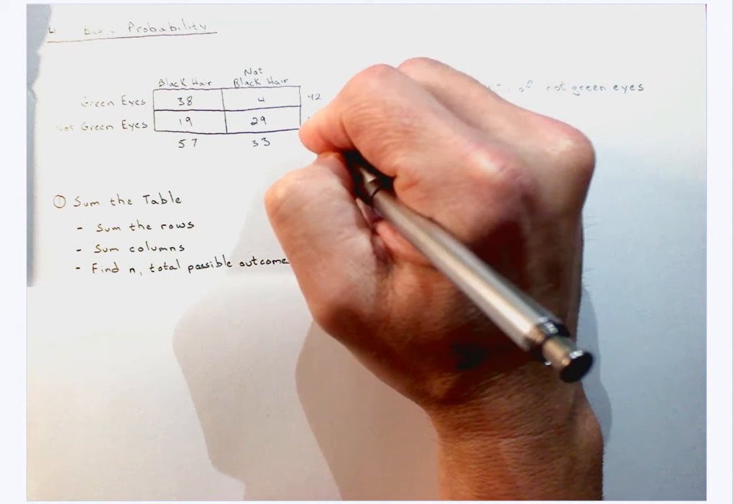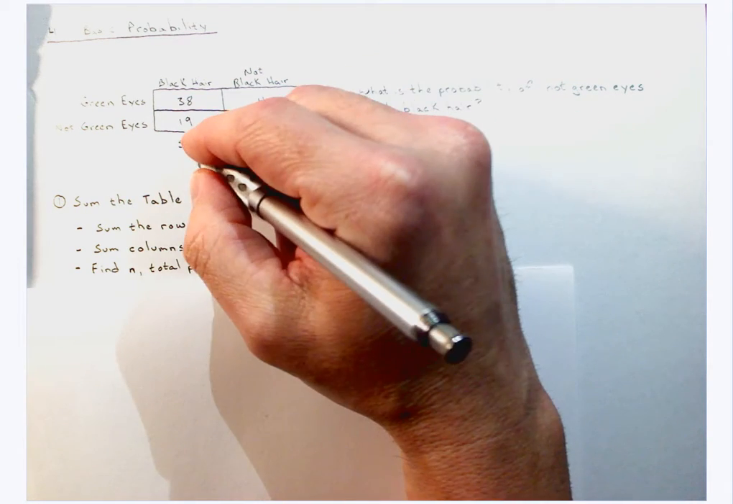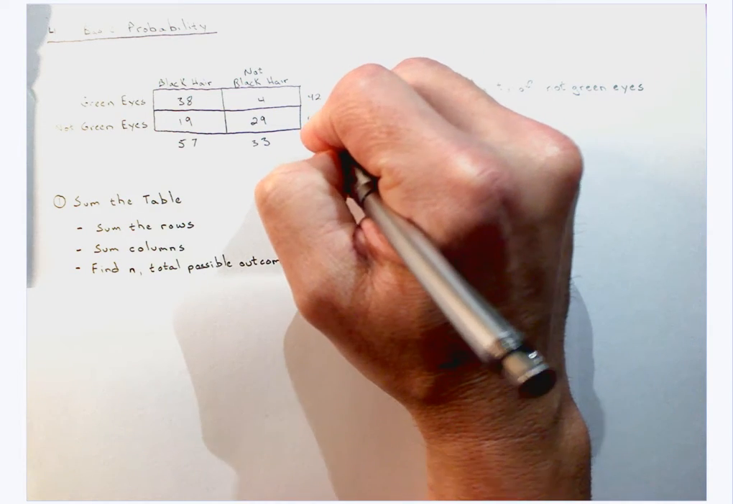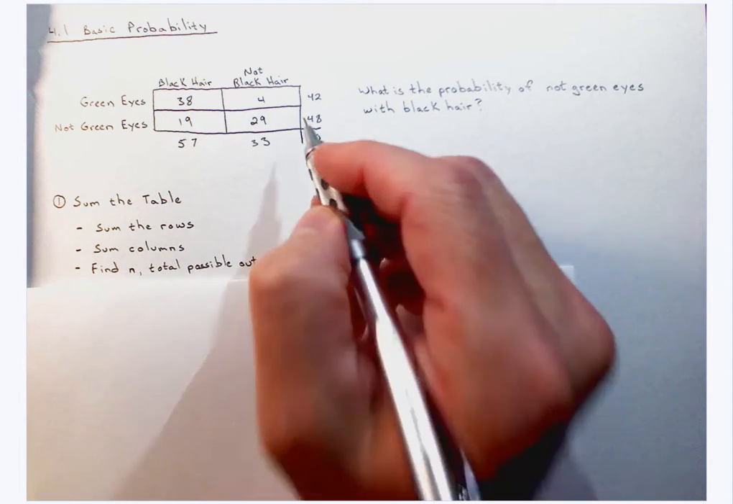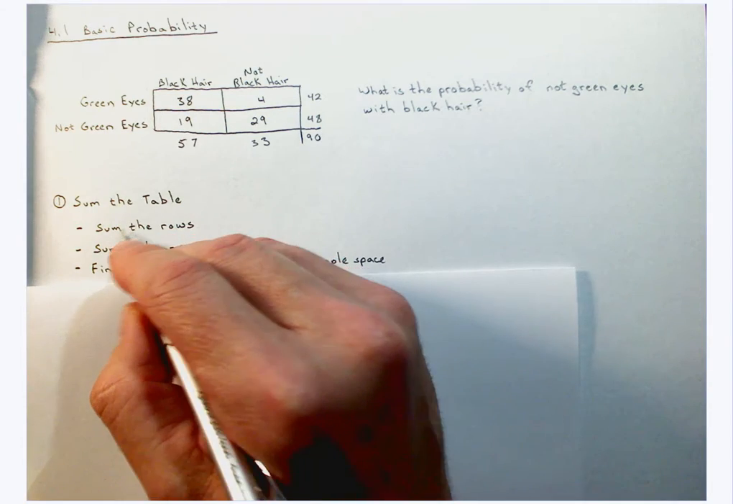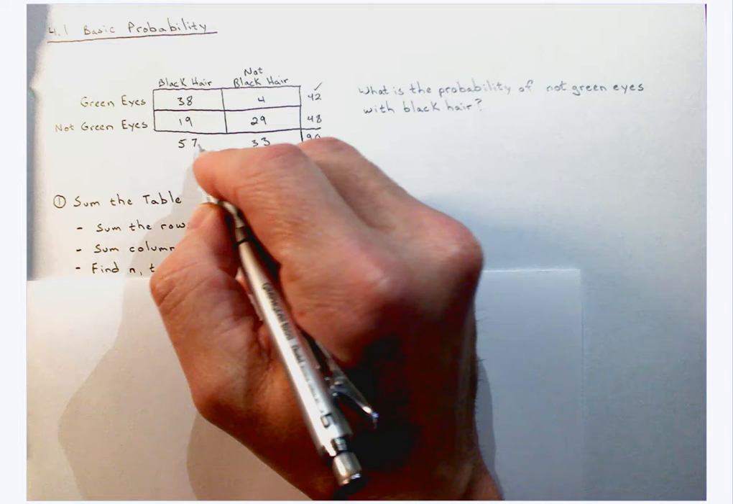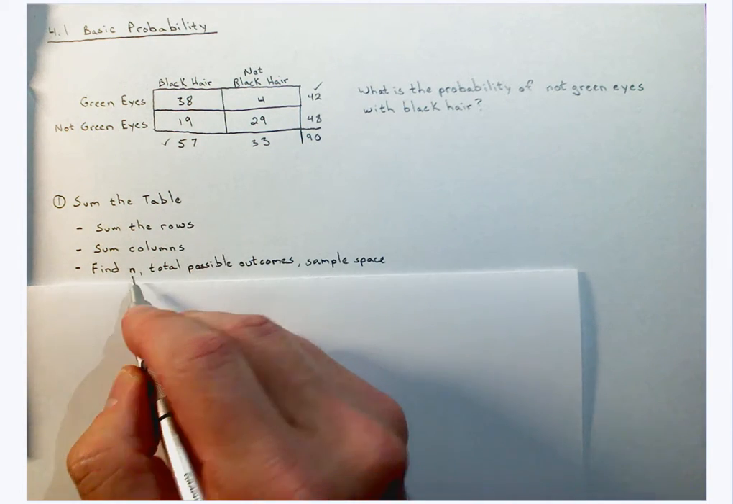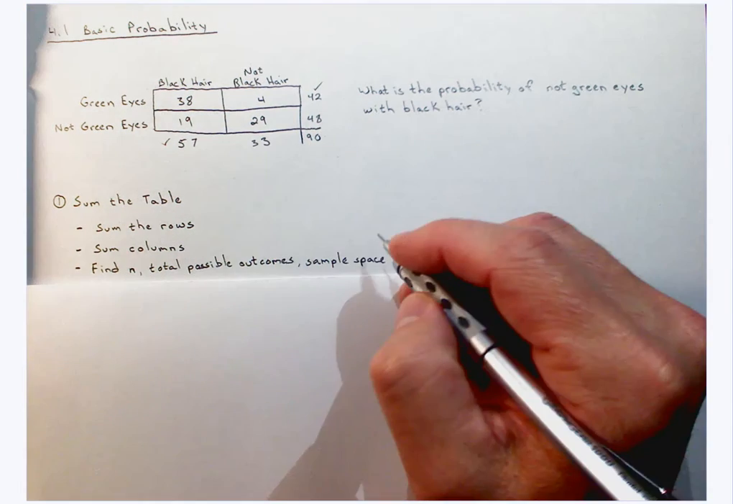And now what I'm going to do is find the total. I add both of these together, and then I check it by this, because they should be the same answer. So 42 plus 48 is 90 and 33 plus 57 is 90. So my totals are correct. This is sum the rows, right here. Sum the columns, these are sum the columns. This is n, or my total possible outcomes, or my sample space. That is 90.